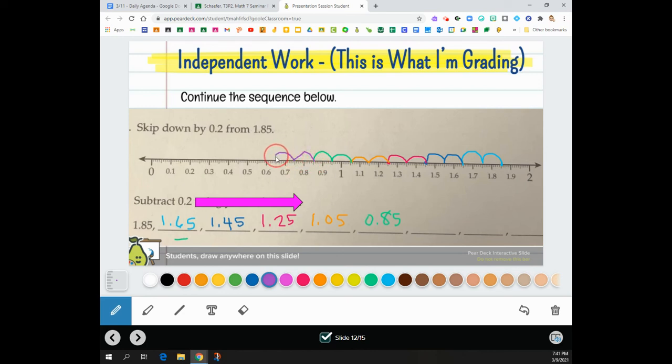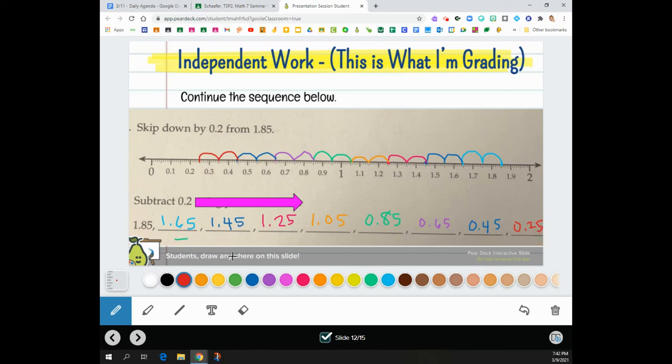So 1 jump, 2 jumps. I'm landing in between 6 and 7, so I'm going to call it 0.65. 2 more jumps, landing in between 4 and 5, so 0.45, and that pattern is continuing. I have 8, 5, 6, 5, 4, 5. My last one is probably going to be 2, 5. And it is. I'm landing in between 2 and 3, so 0.25.